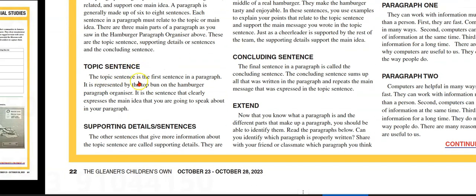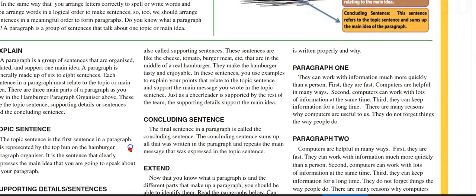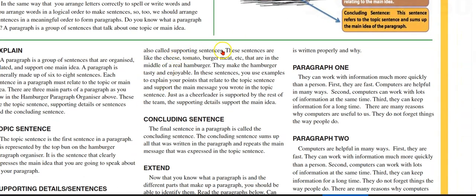Let's talk about the topic sentence. The topic sentence is the first sentence in a paragraph. It is represented by the top bun on the hamburger paragraph organizer. It is a sentence that clearly expresses the main idea that you are going to speak about in your paragraph. What about the supporting details or sentences? The other sentences that give more information about the topic sentence are called supporting details. They are also called supporting sentences.